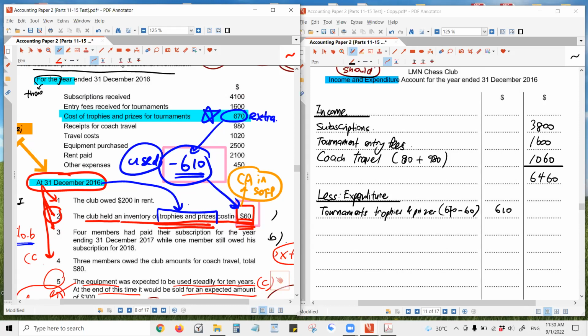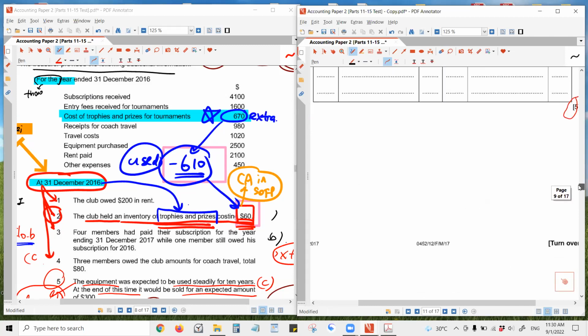Okay, now let's continue with this. More expenses. Look at the income and expenditure account.